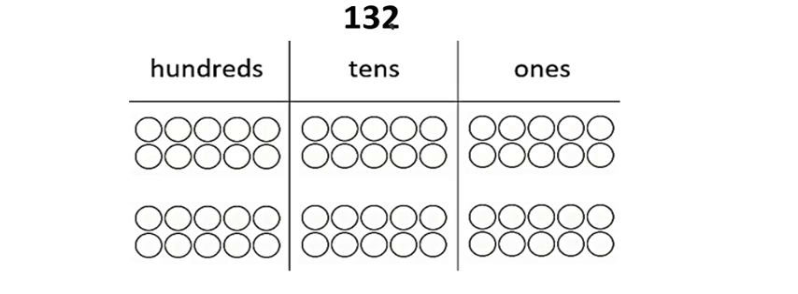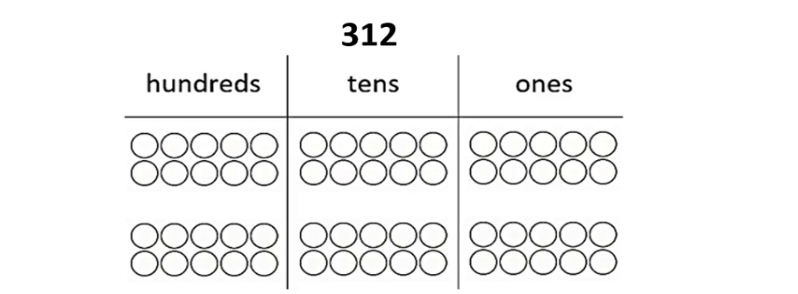Since I have a 2 in the ones place, I will shade in 2 of the discs in my ones column. I have a 3 in the tens place, so I will shade in 3 of those discs in the tens column, and I'll shade in 1 disc in the hundreds place to show the 100.